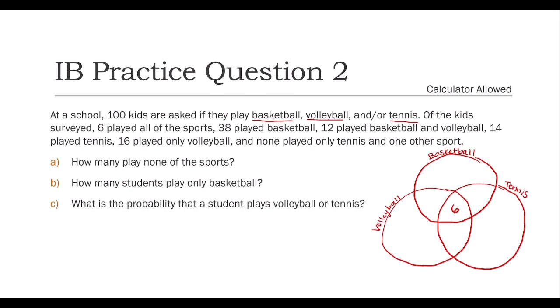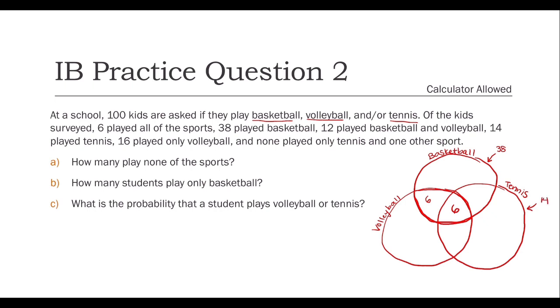Then it says 38 played basketball. So this entire circle is going to have 38 inside of it. Next, we see that 12 played basketball and volleyball. So this part that overlaps between basketball and volleyball should have 12. 6 are in the middle section, so we'll have 6 more in the section between basketball and volleyball. Then we see that 14 played tennis. So the entire tennis circle should have 14.